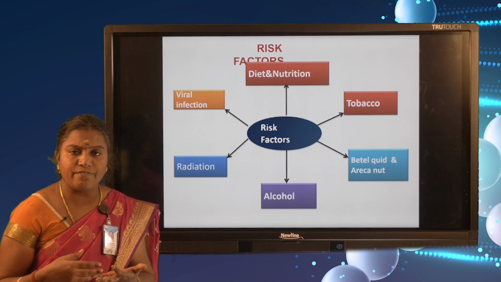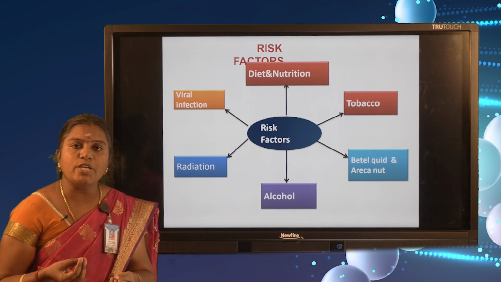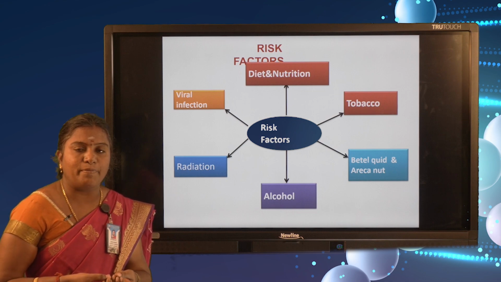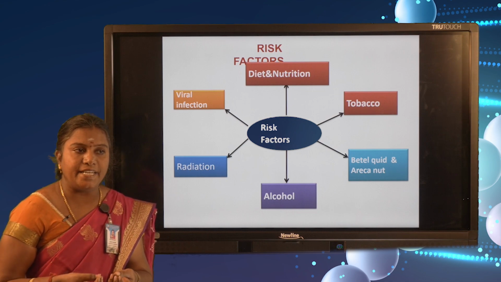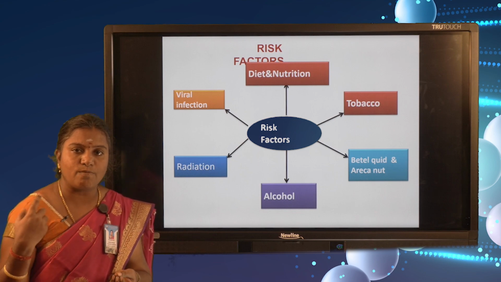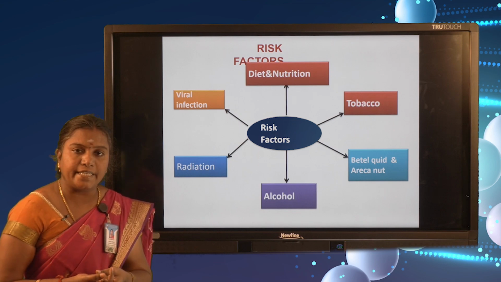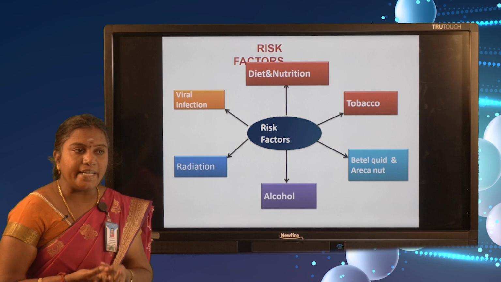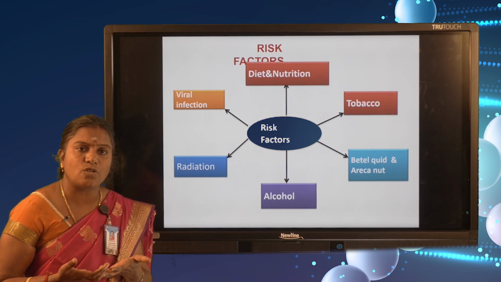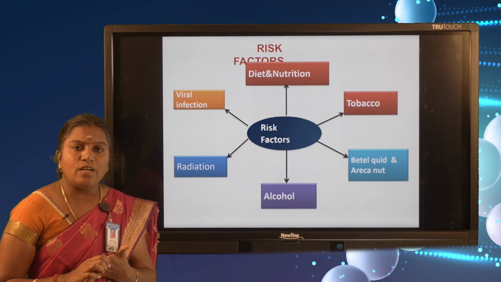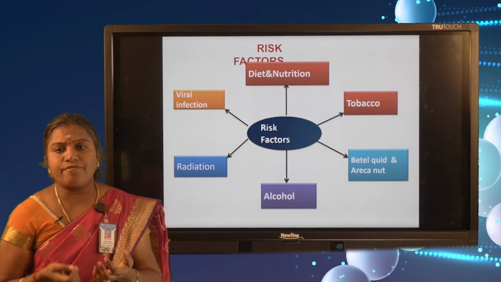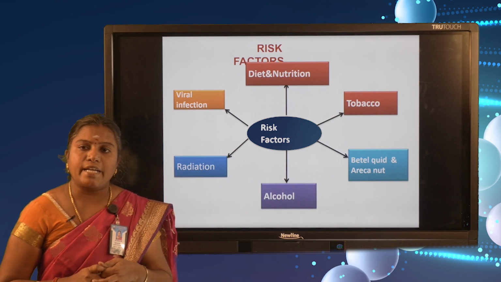And then tobacco chewing, which contains polyaromatic hydrocarbons. These chemicals cause oral cancer development. And then radiation: alpha radiation, gamma rays, cosmic rays, and radiation from sun rays cause skin cancer. Next, some of the viruses, papilloma virus, hepatitis B and hepatitis C, cause liver cancers. And then alcohol drinking: alcohol contains nitrosamine and aldehyde. These chemicals cause cancer development.